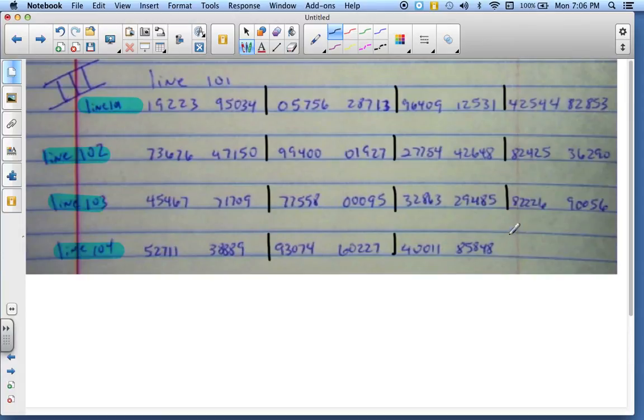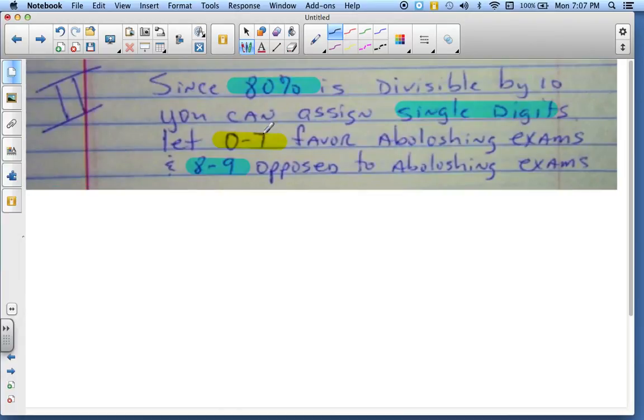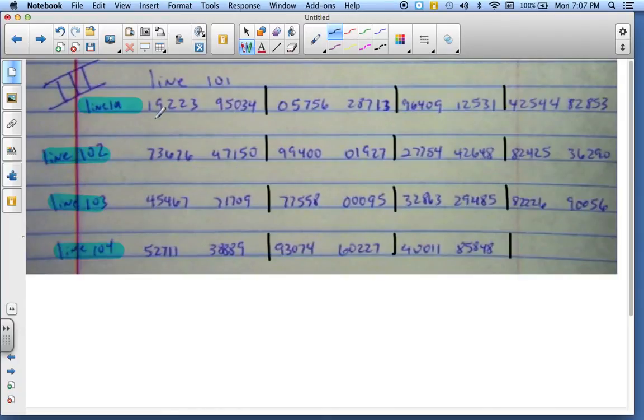So basically, I'm going to go through here, and instead of writing everything down, remember that anything between a 0 and 7 is in favor of, anything 8 or 9 is opposed. So it's going to be easier if I look for 8 or 9. Notice that's not in favor of. That's not in favor of. That's in. So are all 10 in favor of it? No. So I keep going. There's an 8, so that's not in favor of.